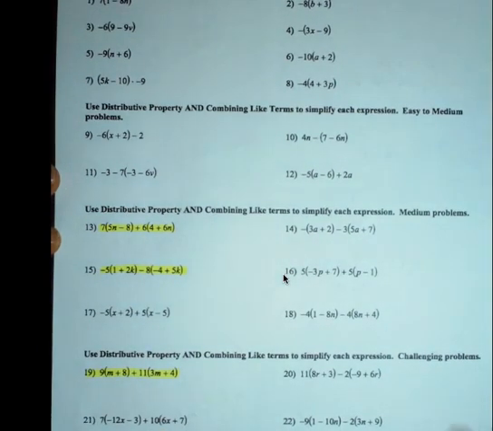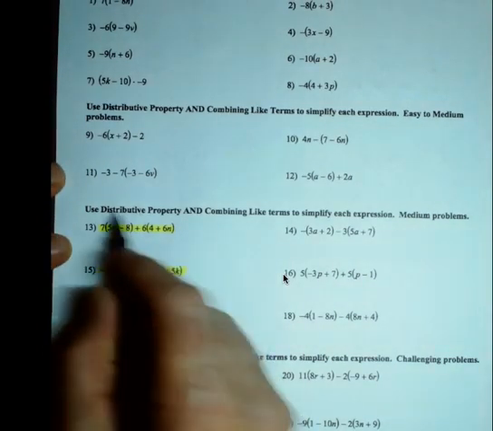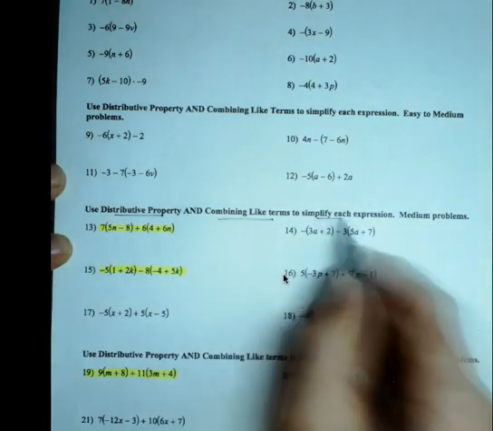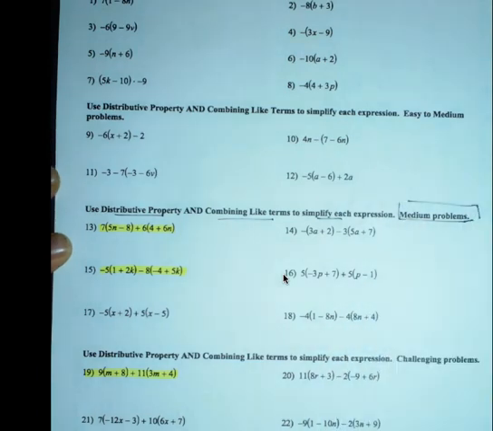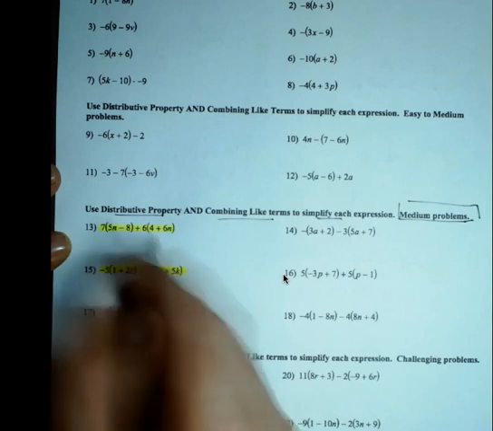So I'm going to try these last 3 here. All right, now you've got the same thing here. We're going to use the distributive property, and we're going to combine like terms, and we're simplifying. And these are the medium problems. All right, so now we just simply have 2 distributive properties lined up here. So let's go ahead and do them.